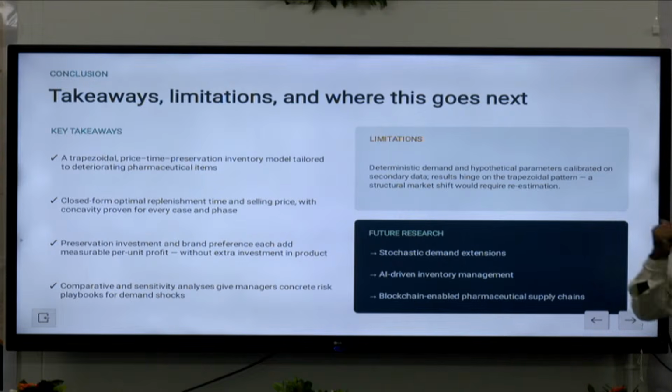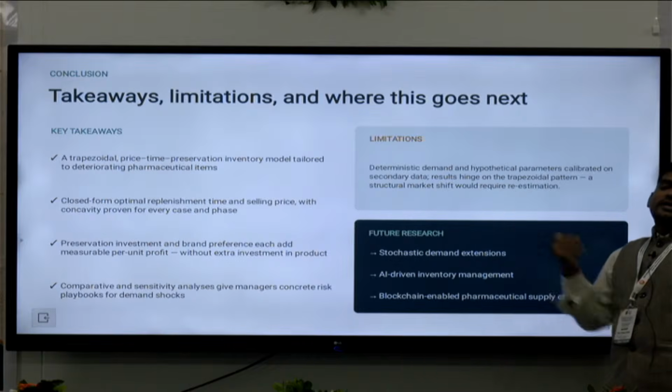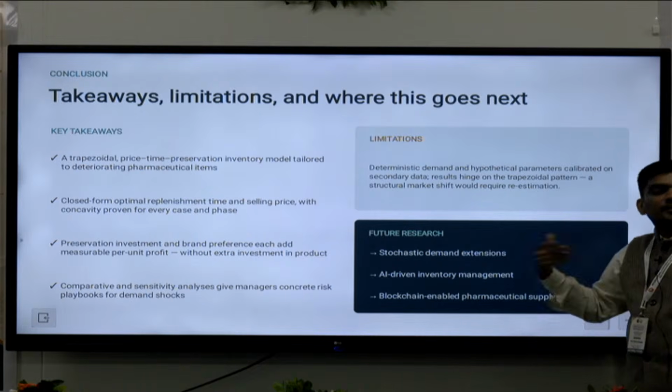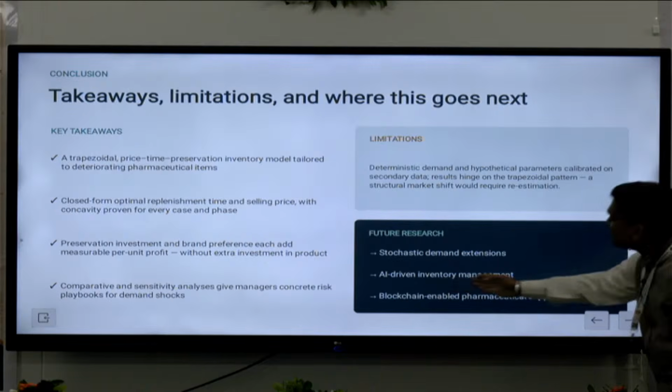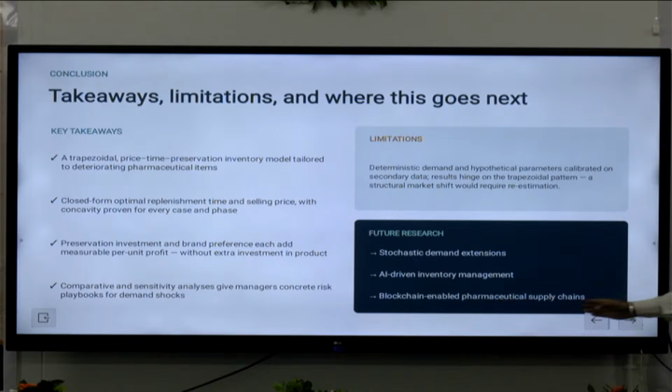Like machine learning approaches can be applied, and blockchain approaches can be applied. I wrote a research paper on blockchain in inventory modeling. I found that when using the blockchain approach, the profit increases automatically and the holding cost and other costs decline and diminish. So blockchain can also be applied. In the future, different types of techniques can be applied. Another limitation is that it is a deterministic model, not a probabilistic model. If it is a probabilistic model, then the approach and assumptions will be different. So AI-driven inventory management and blockchain processes on the pharmaceutical chain can be extended in this study.